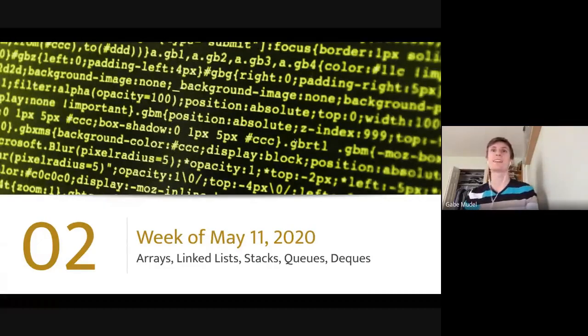So today is May 11th, and we're going to be talking about a few things, mostly containers, like basic container types, and those are arrays, linked lists, stacks, queues, and deques. These are pretty much most of the basic containers you're going to be looking at in 281.